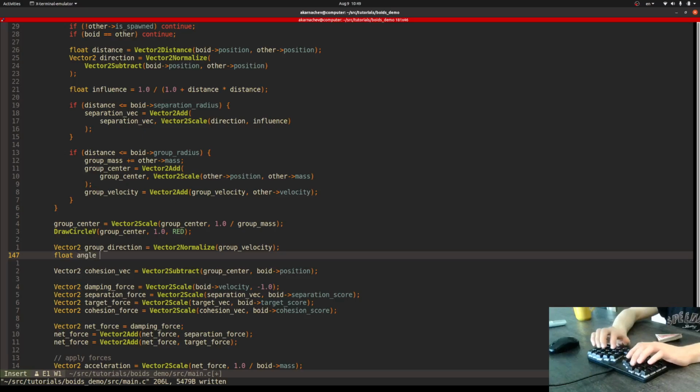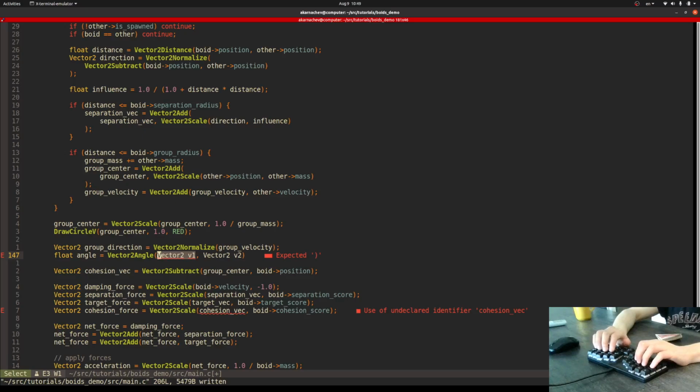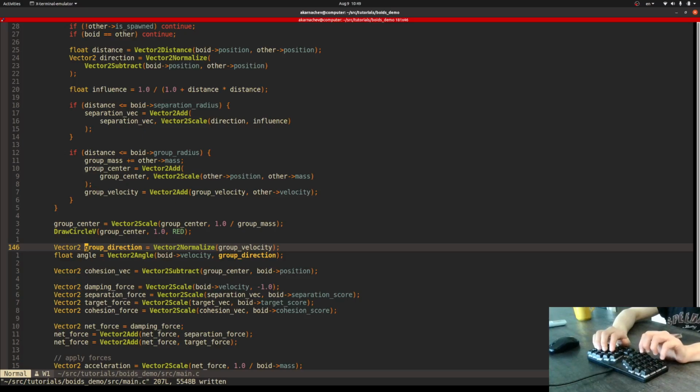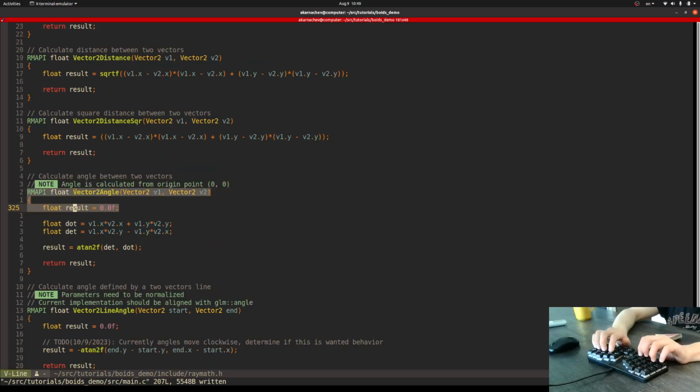Float angle is equal to Vector2 angle between Boid velocity and group direction. By the way, do I need to normalize somehow? Calculate angle between two vectors.